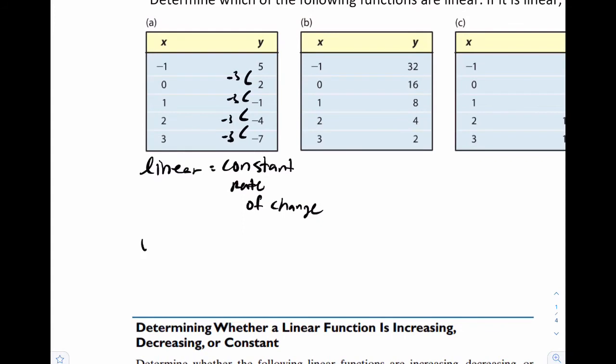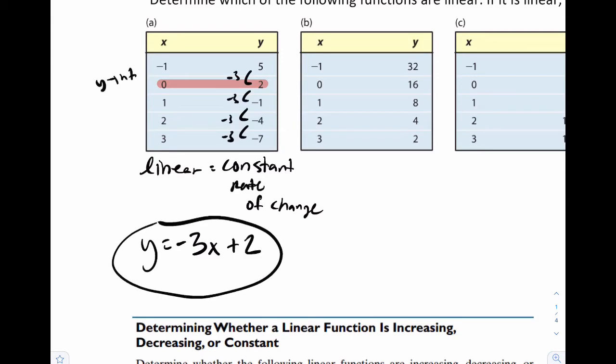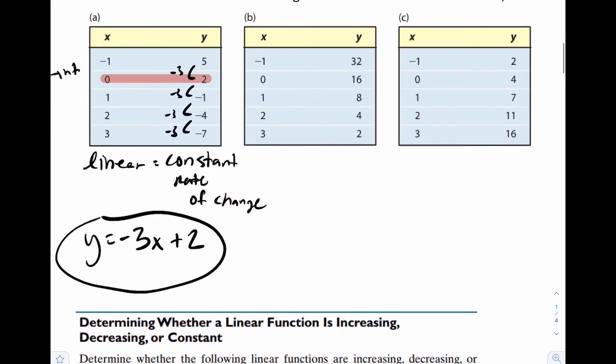So we can write our formula, y equals, the slope is -3, or your rate of change, then x. And the most important point is this one. That's your y-intercept. I'm going to put +2. And there's our equation. Now for these, the rate of change, we can see that this is down 16, down 8, down 4, down 2. These values right here, not constant. Which means this is not linear.